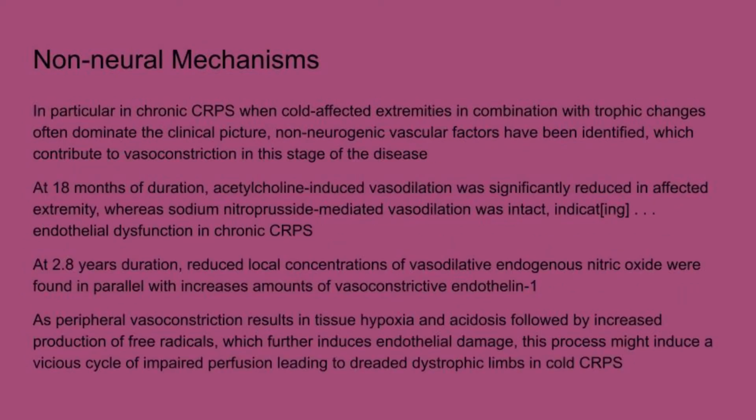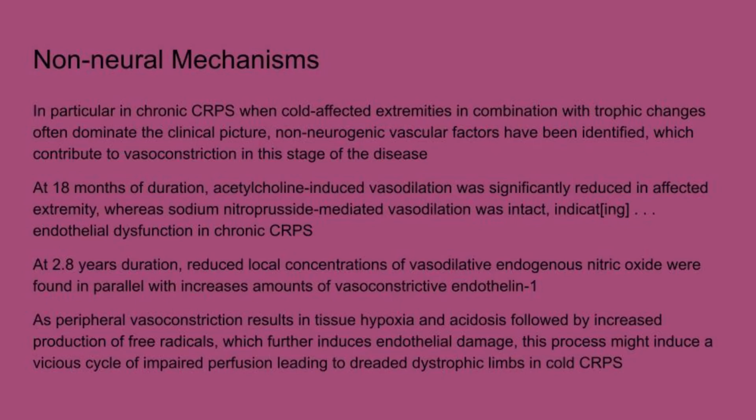Now let's discuss some non-neural mechanisms. In particular, in chronic CRPS, cold-affected extremities in combination with trophic changes often dominate the clinical picture. Non-neurogenic vascular factors have been identified, which contribute to vasoconstriction in this stage of the disease. At 18 months of duration, acetylcholine-induced vasodilation was significantly reduced in affected extremities, whereas sodium nitroprusside-mediated vasodilation was intact, indicating endothelial dysfunction in chronic CRPS.